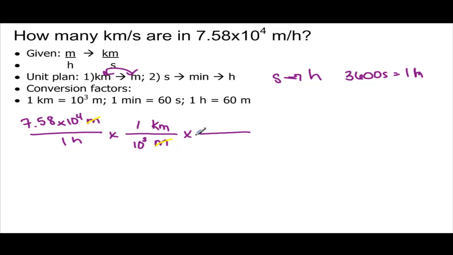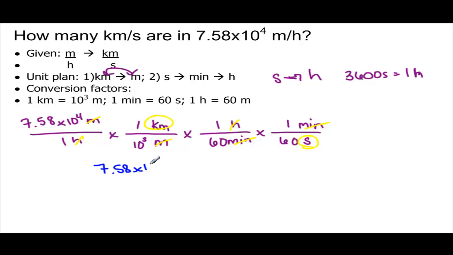So to cancel hours, it's going to go on the top. So we want to go hours to minutes. So 1 hour, 60 minutes. All right, and then we see the hours cancels. And then we want to cancel minutes by putting it on the top and seconds on the bottom. So 1 minute is 60 seconds. So now we can see that we have kilometers per second. So now we have to pull all of our numbers out and do our math. So we get 7.58 times 10 to the 4 over 10 to the third times 60.